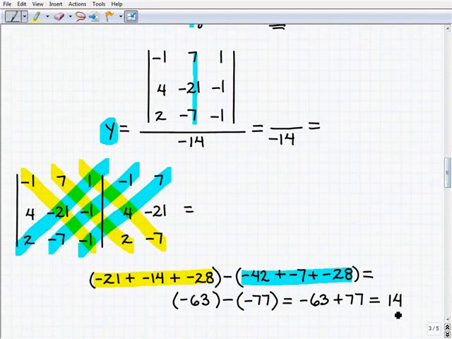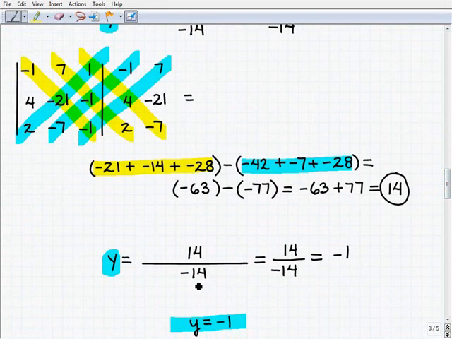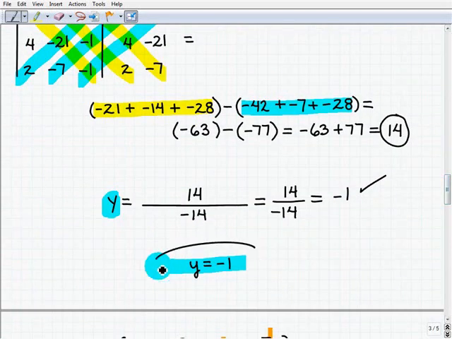I got a positive 14, and here, once again, I did this by using a diagonal method of finding these 3x3 determinants. So you can pause the video and review what I did here, or go back and watch the lesson on 3x3s. But you should have got a positive 14, and you can see here now that the determinant is a positive 14. I'm going to divide it by that negative 14 that we found, that was our very first determinant. So 14 divided by negative 14 is negative 1. All right, so y now is equal to negative 1.